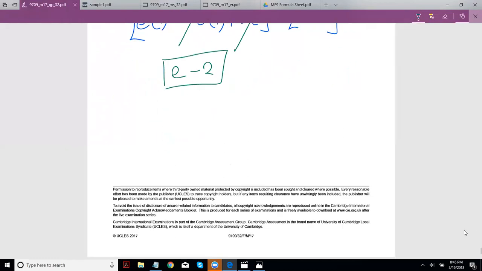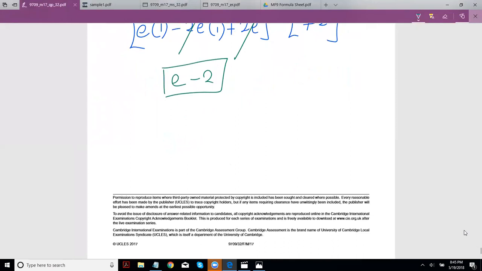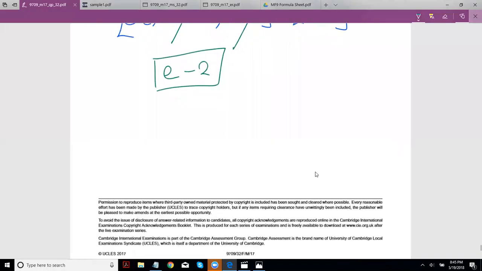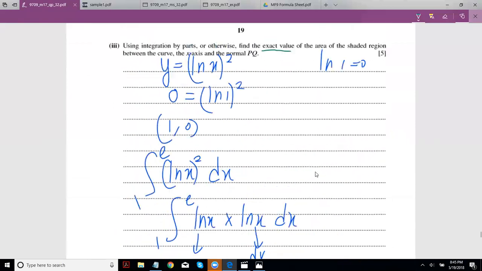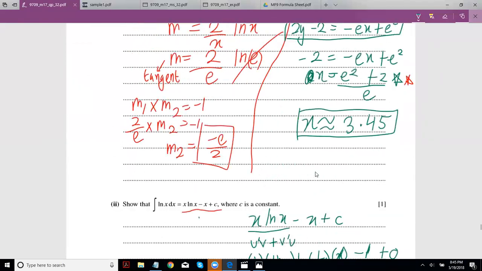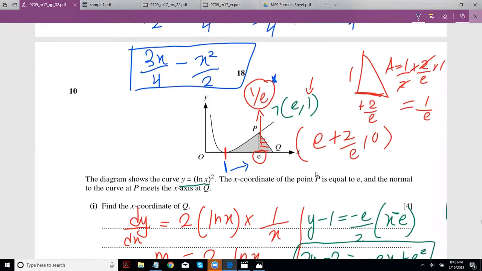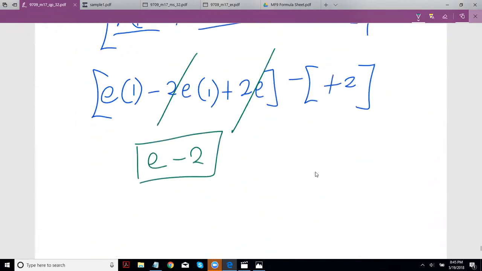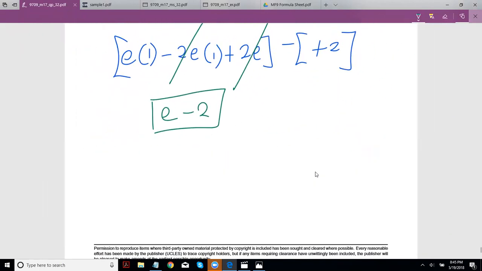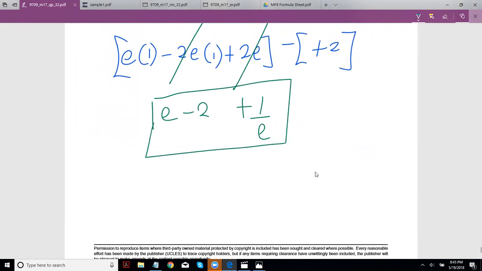Thank you for watching. Finally, the paper is over. I spoke too soon. Sorry. This is not your complete answer for the area. This is your answer for this part. You still have to add it to 1 upon e for the triangle that we calculated earlier. So much for the dramatic exit. You just add 1 upon e, and now this should be your exact answer. Now I can say thank you for watching.